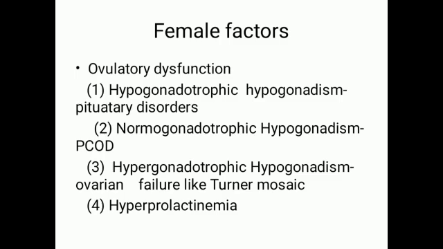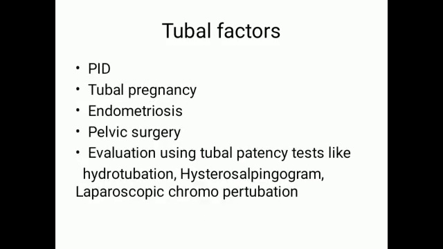So coming to the female factors of infertility, one most common is ovulatory dysfunction. This can occur in pituitary disorders, and the commonest condition is polycystic ovarian disease. Then there is hypergonadotrophic hypogonadism, that is Turner's syndrome. Then another cause of ovulatory dysfunction is hyperprolactinemia, where the patient will present with galactorrhea.